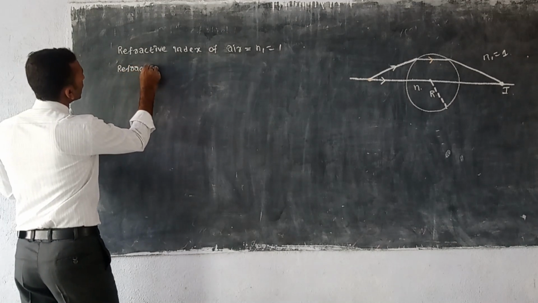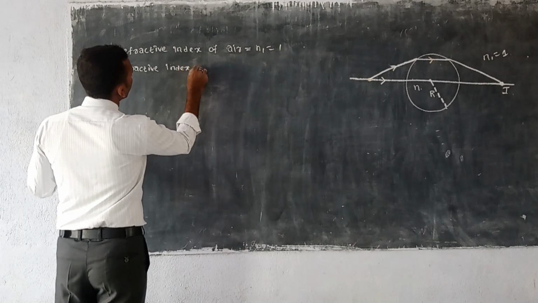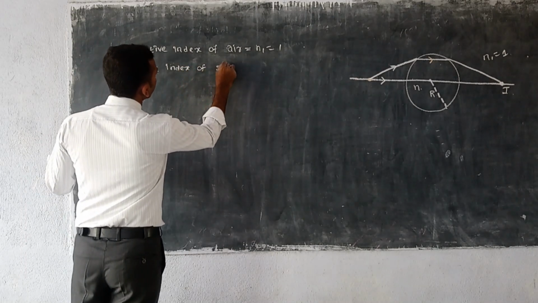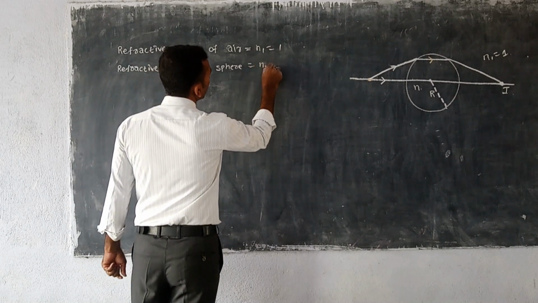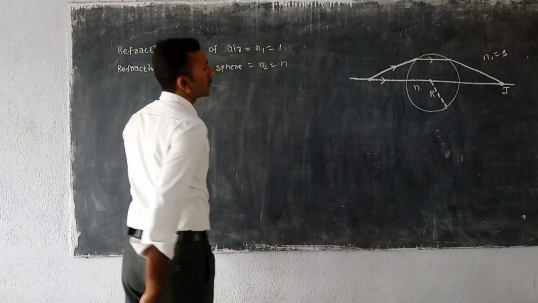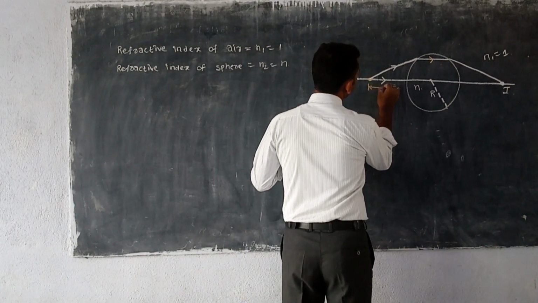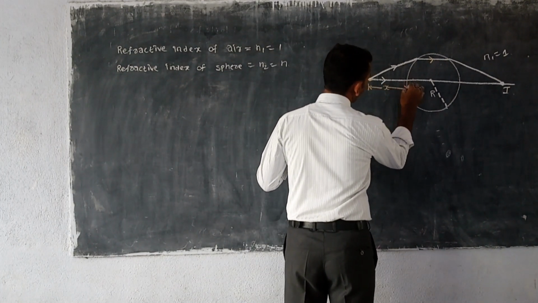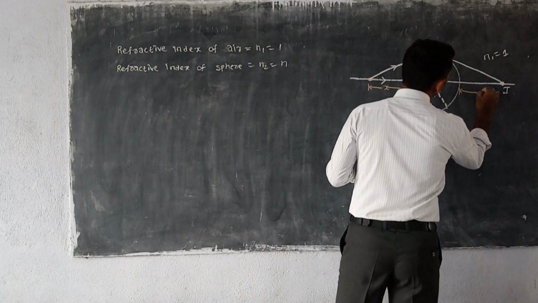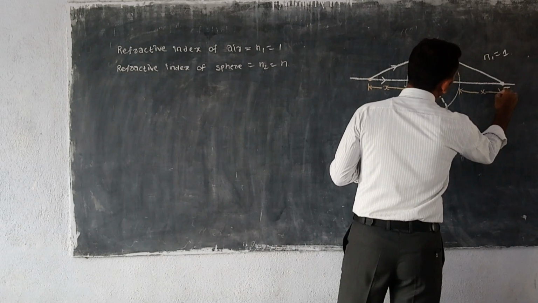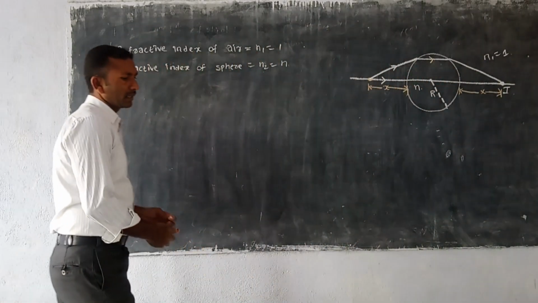And what is the refractive index of the transparent sphere? Refractive index of the sphere, n2 equals n. And just think these two distances must be equal, and this one is also x, and here this one is also x. And we have to find out where we should keep the object here.